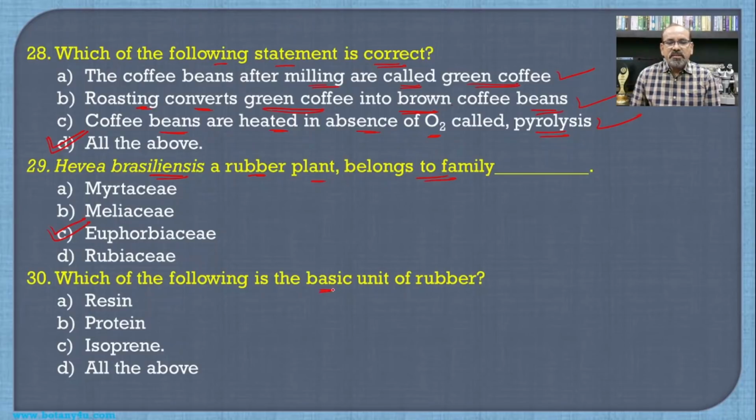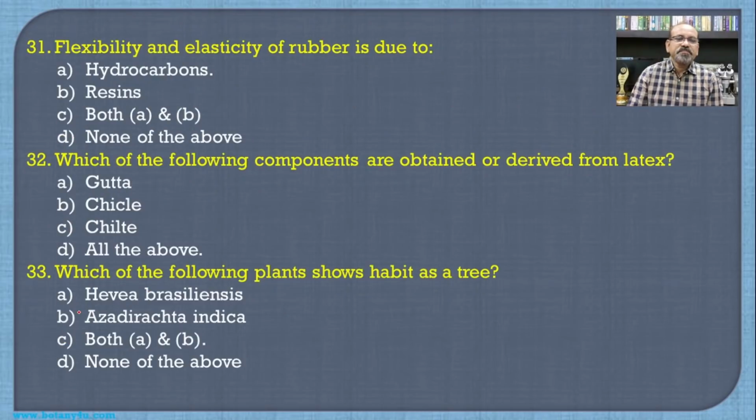Then, which of the following is a basic unit of rubber? We have the options resin, protein and isoprene. All these are components of the latex which is secreted by Hevea brasiliensis, but out of that, if you see the unit of the rubber, it is isoprene, and hence it becomes the answer for this question. Then, the flexibility and elasticity of the rubber is due to the presence of hydrocarbons in it.